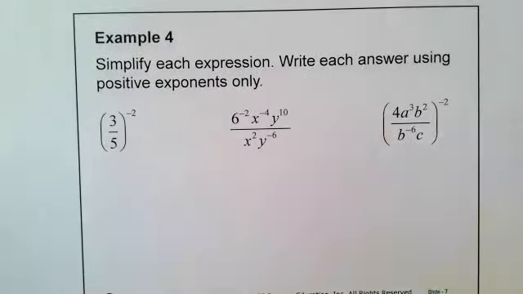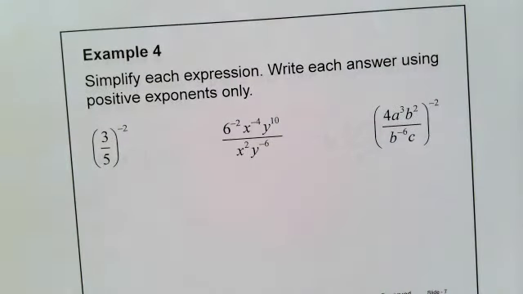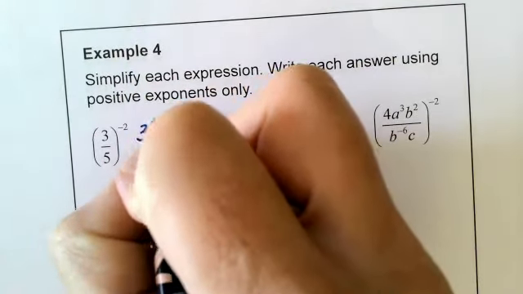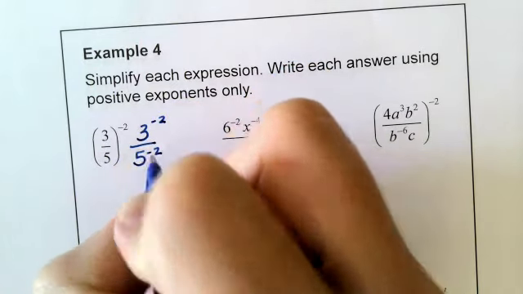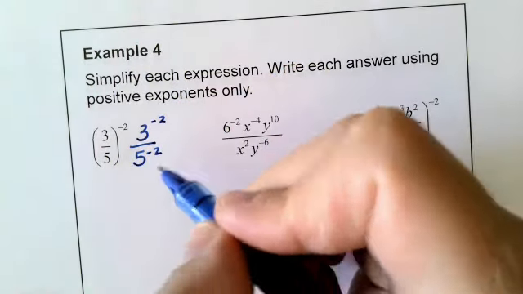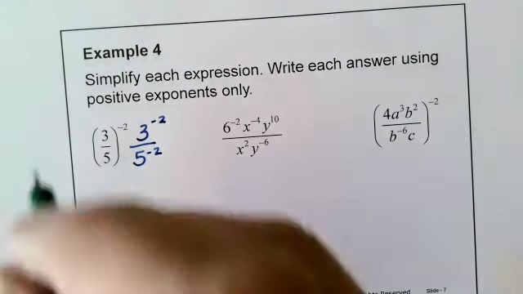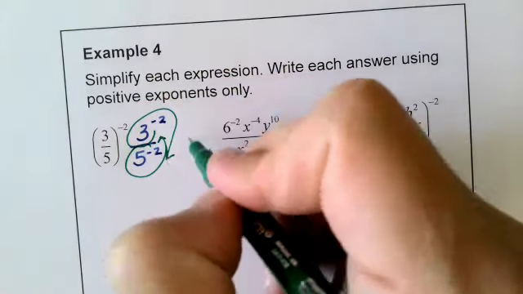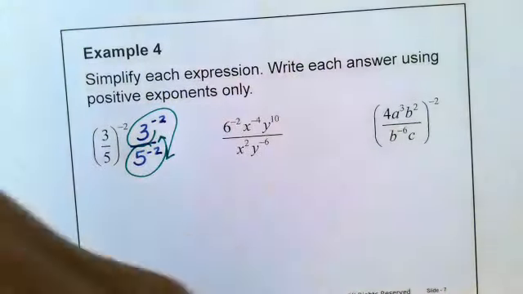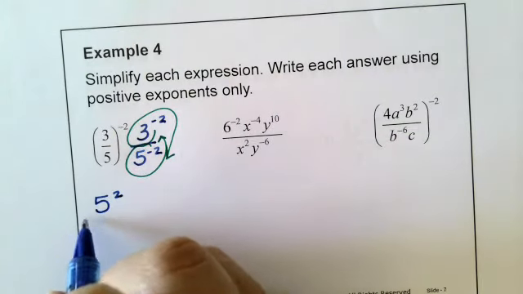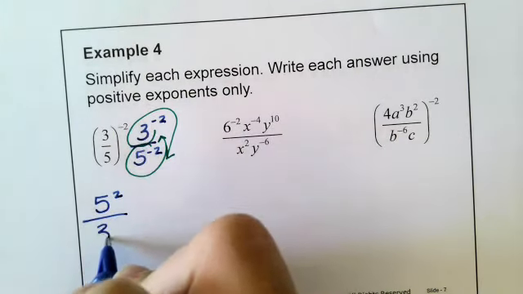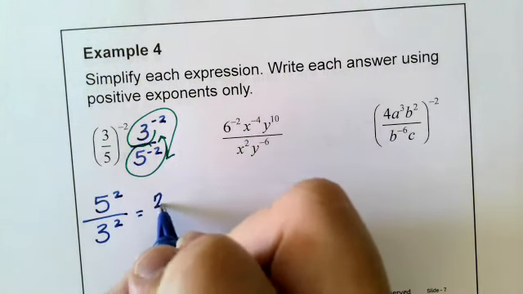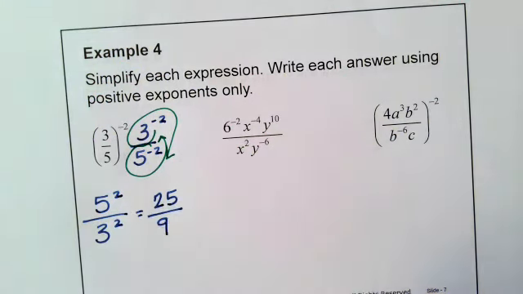Example 4, we're going to simplify each expression and write using positive exponents only. Okay. So we have 3 to the -2 over 5 to the -2, right? That's what we mean by distributing it. And then, because it's a negative, we want to move it across the fraction bar. So the 3 goes down, the 5 goes up. So now we have 5 to the second. It becomes positive when you move it across over 3 to the second. That's 25, right? Over 9. Done.